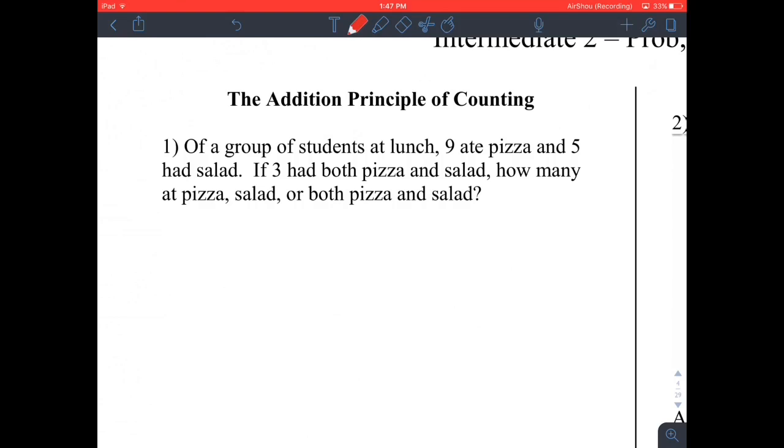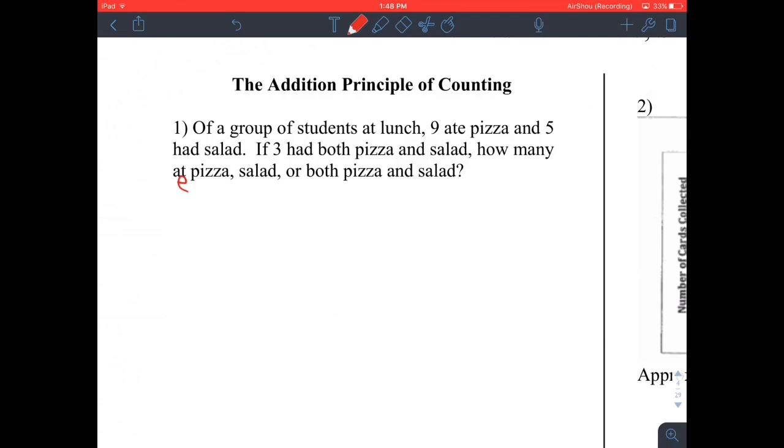Addition principle of counting. This is better known as using a Venn diagram. Of a group of students at lunch, 9 ate pizza and 5 had salad. If 3 had both pizza and salad, how many ate pizza, salad, or both pizza and salad? So we got the situation.